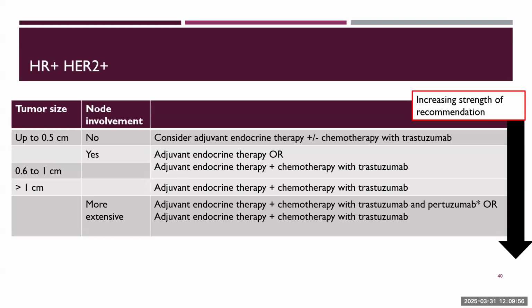And as you go down the table, the strength of recommendation increases, so there's more and more data to support that that is what we should be doing. Whereas at the top, it says consider chemotherapy. There's not as much data to support that, so you can likely get away with just endocrine therapy in that setting.